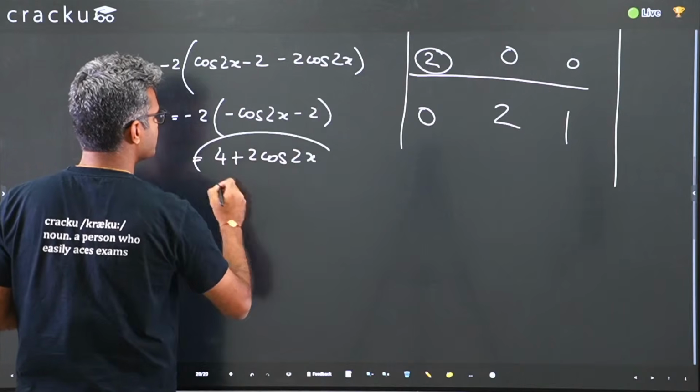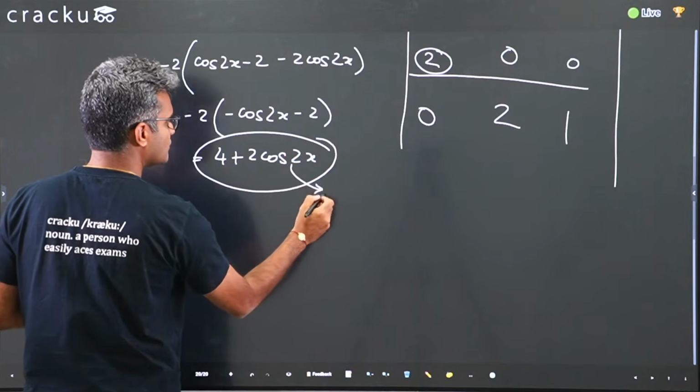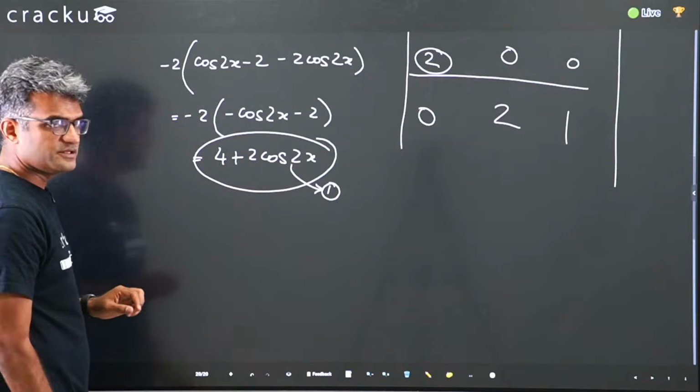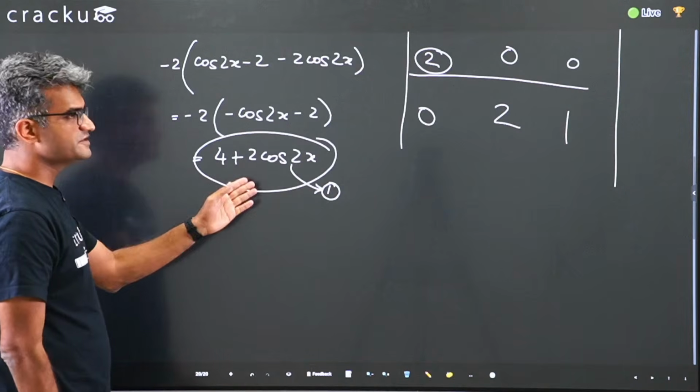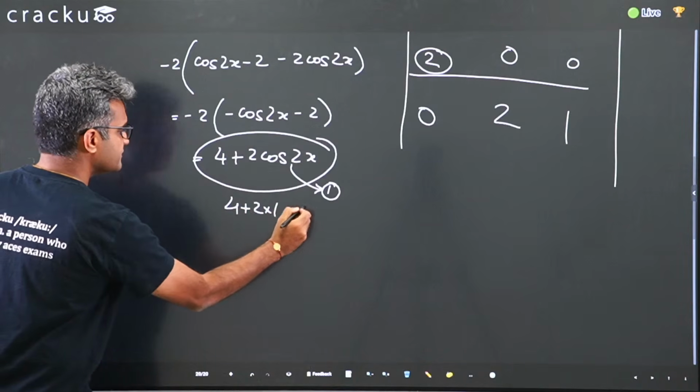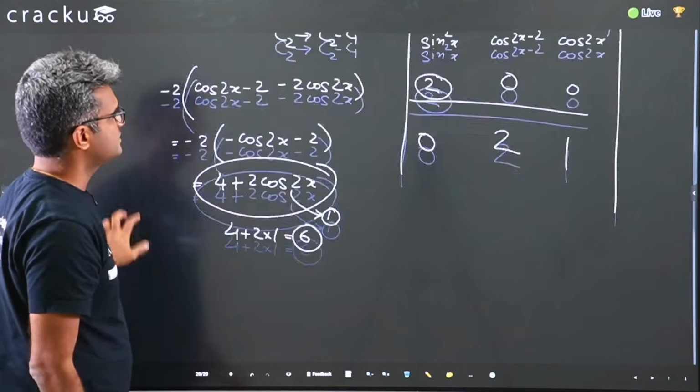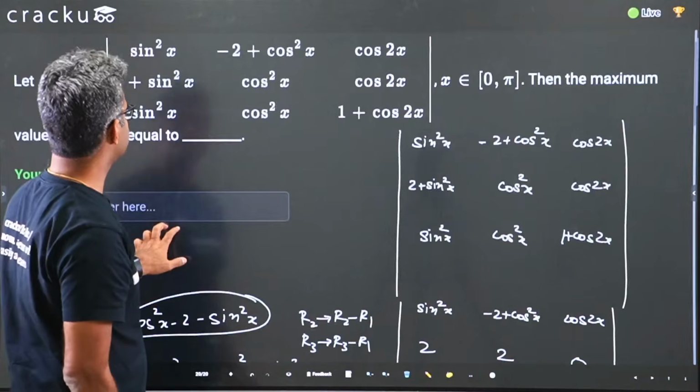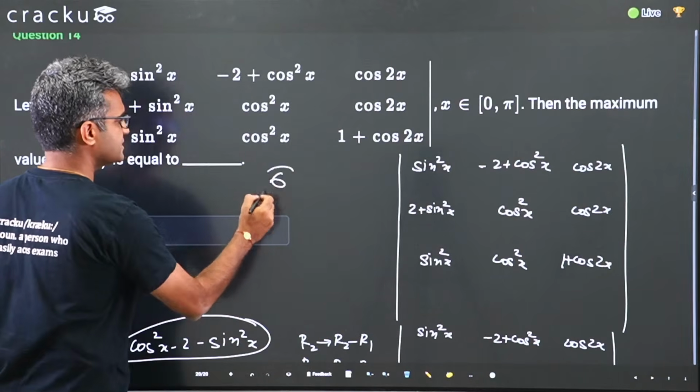Now what is the maximum value of it? The maximum value of cos 2x is 1. Therefore, the maximum value of this given expression will be 4 plus 2 into 1, which is equal to 6. So the answer for this particular question will be equal to 6.